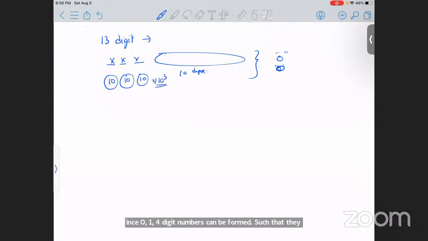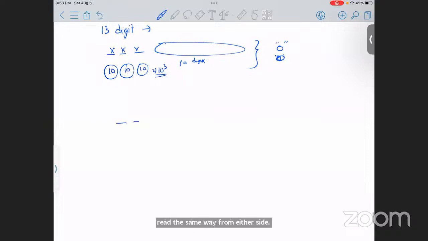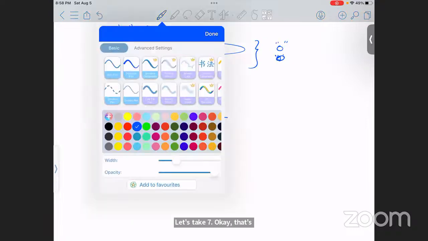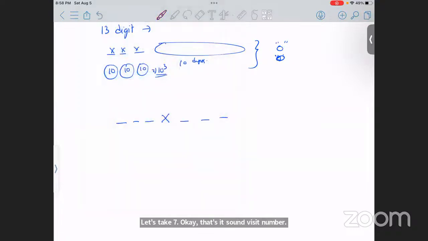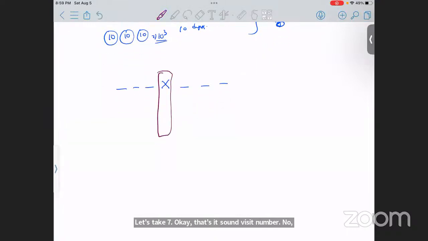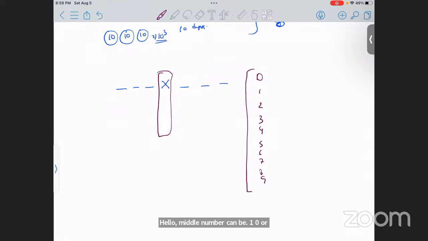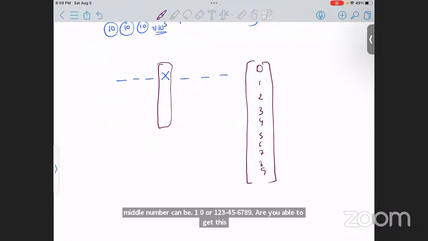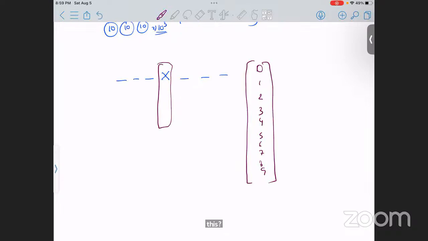Look, listen to this carefully now. I don't want to take 25. Let's take a 7-digit number. Now you can select the middle number. Agree? The middle number can be 0, 1, 2, 3, 4, 5, 6, 7, 8, 9. Are you able to agree to this? Yes, sir. The middle number can be this. You can start from 0.